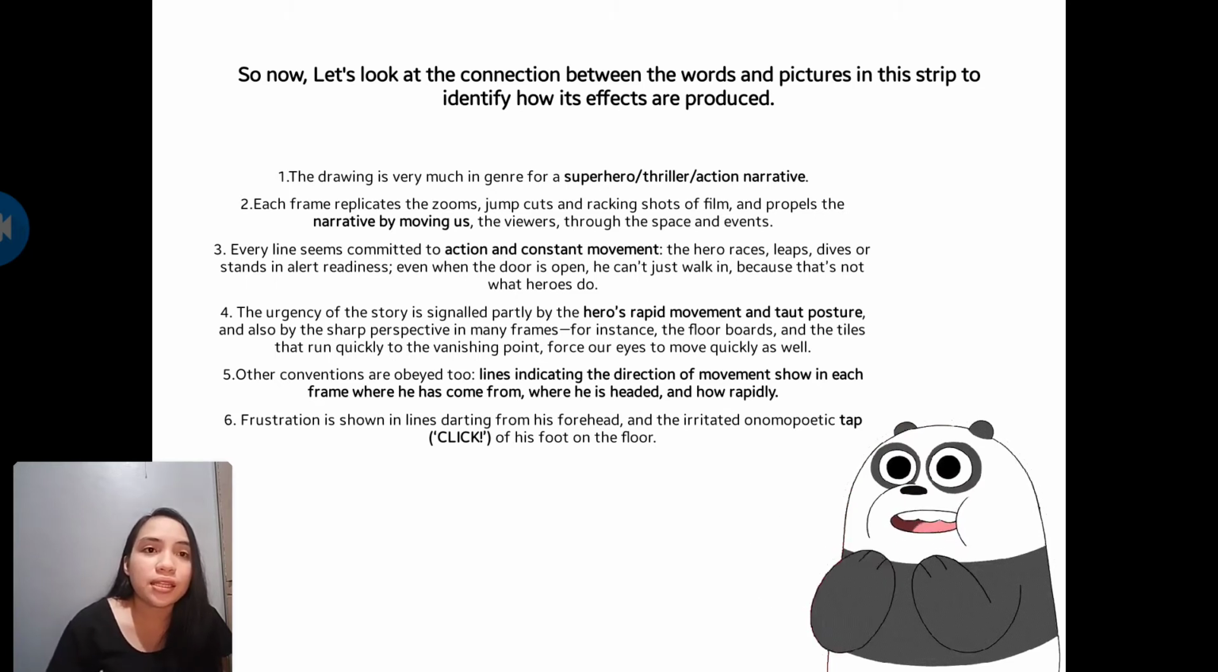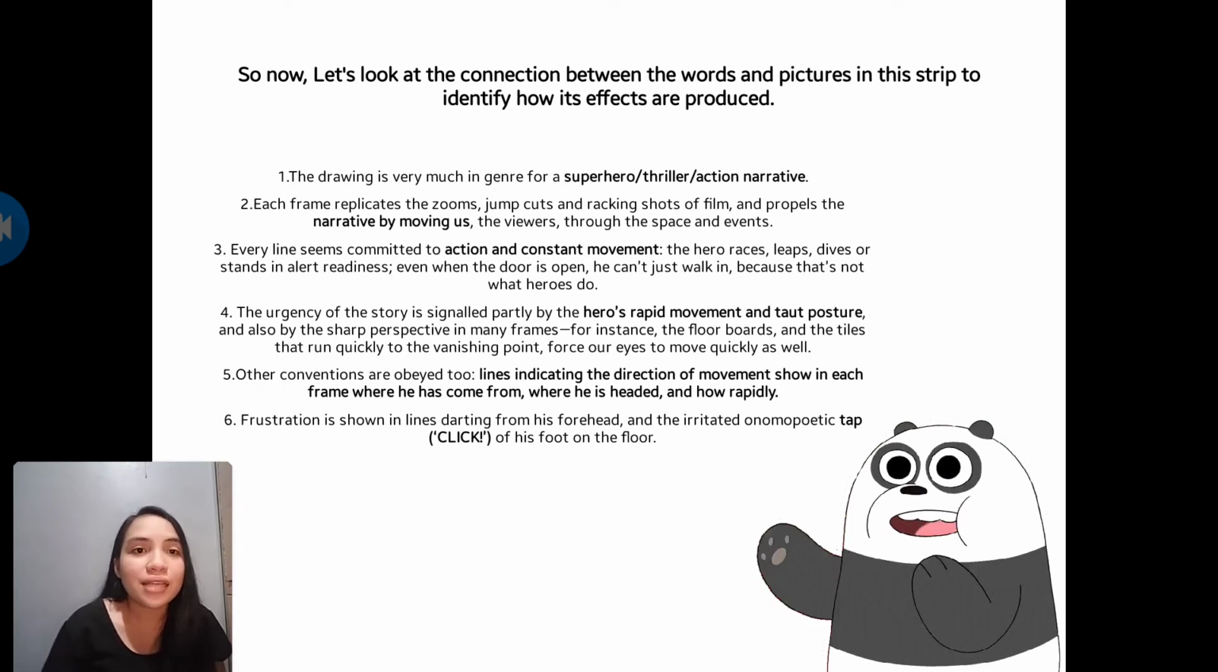Lines indicating the direction of movements show in each frame where he has come from, where he is headed, and how rapidly. Frustration is shown in lines darting from his forehead and the irritated onomatopoeic tap click of his foot on the floor.